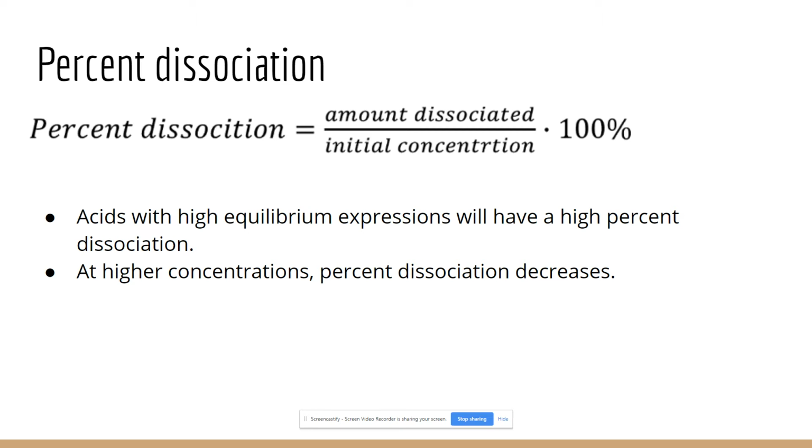The reason why that makes sense is that at higher concentrations, you've got higher concentrations of your H3O+ and your conjugate base. And so because you've increased the concentration of your products, you're actually increasing the rate of the backwards reaction, which effectively means that the equilibrium position is going to be different.